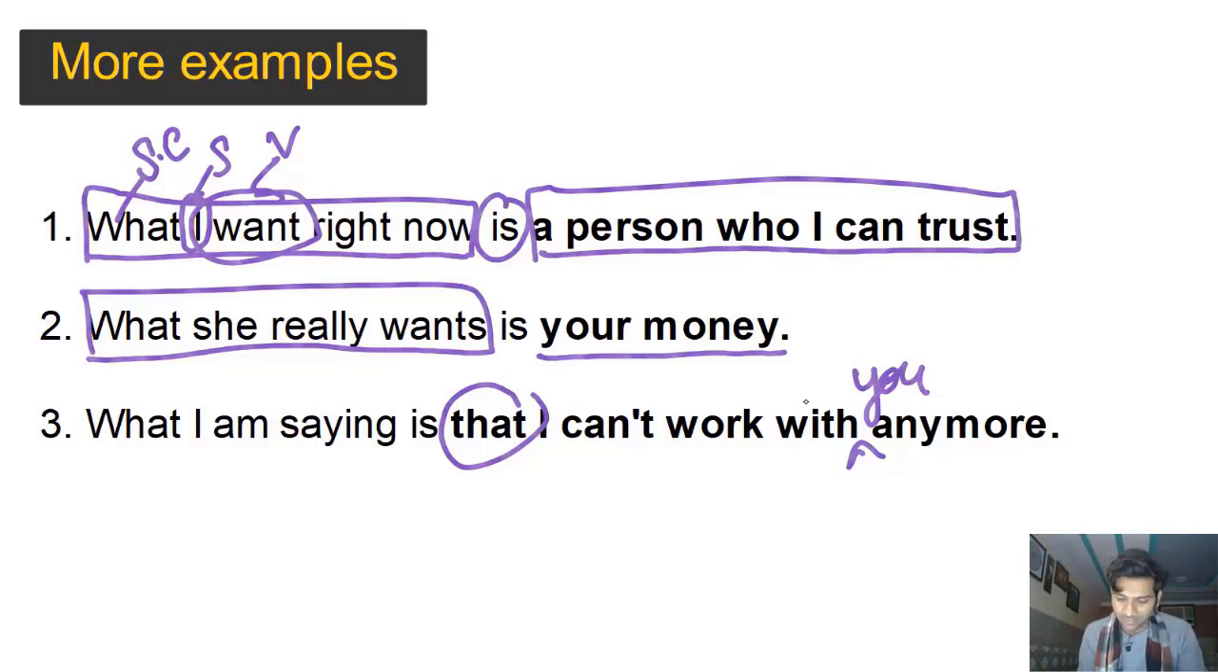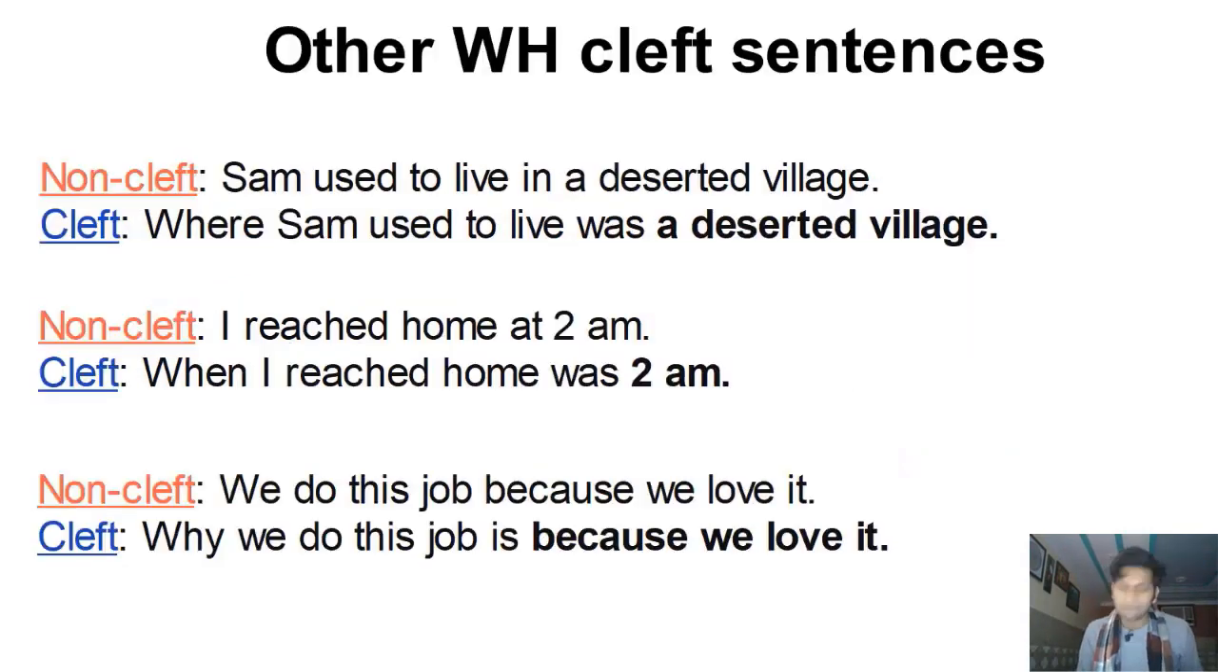The normal sentence for the first cleft would be, what I want right now is a person who I can trust. I want a person who I can trust right now, or right now I want a person who I can trust. Second, she just wants your money. She just wants your money, or she wants your money, right? A normal sentence, okay? But apart from what, you can use other WH words as well and form a WH cleft sentence. Let me show you some examples.